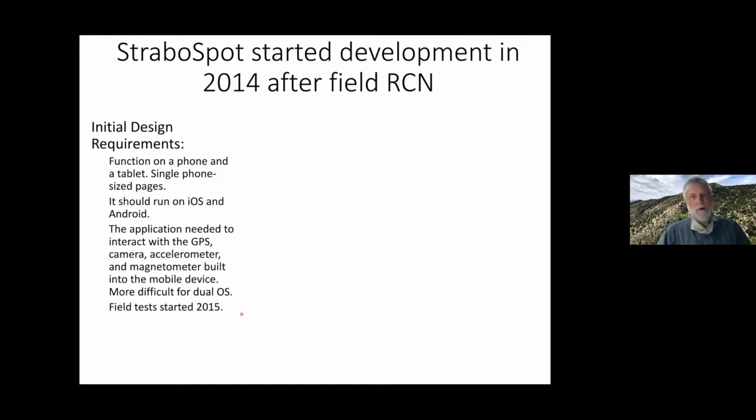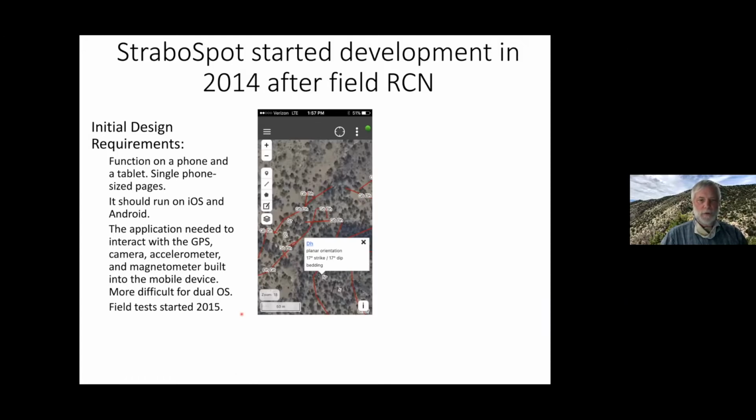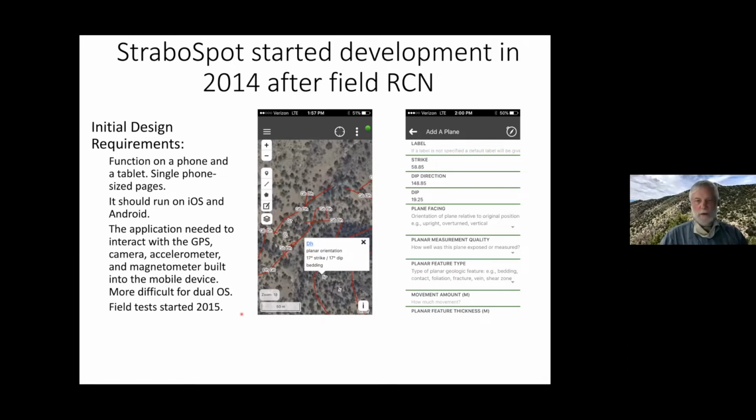StraboSpot started development in 2014 after an EarthCube RCN a couple of years earlier, and a field RCN that Matty Mukherjee led. Out of that, we got some initial design requirements, and this is where we started off. The idea was it needed to function on a phone and tablet. So we ended up with, in Strabo 1, these single-page, single phone-view-size pages that you would then navigate around.